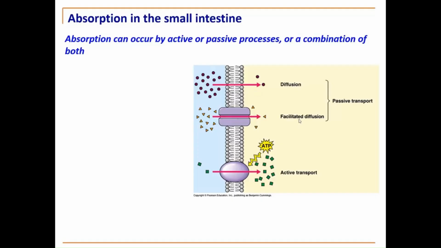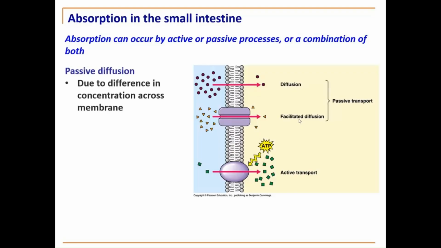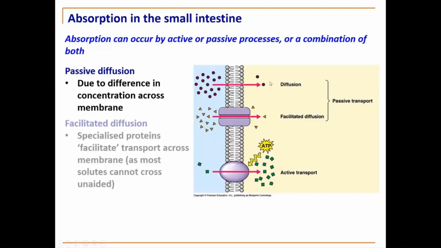Now, we all know how absorption across the small intestine can occur. It can be an active or passive process, or a combination of both. We can go through passive diffusion, just going from high concentration to low concentration. And in this case, of course, lipid-soluble molecules cross much easier. You have facilitated diffusion, where there are specialized proteins that allow the transport of other molecules, water-soluble ones, for example, to allow them to cross, again, from high concentration to low concentration. So it's passive, it doesn't require any energy.